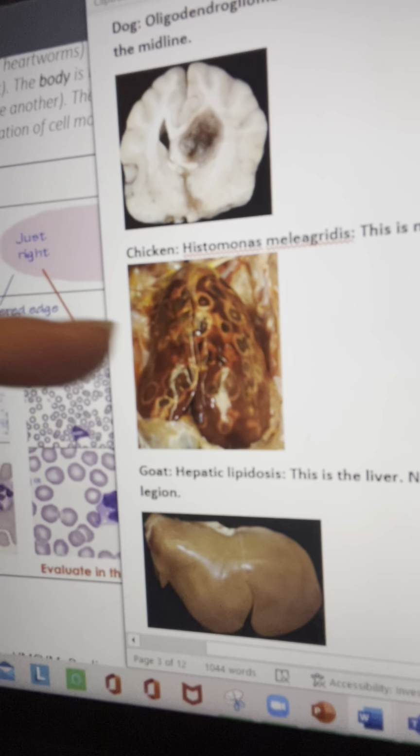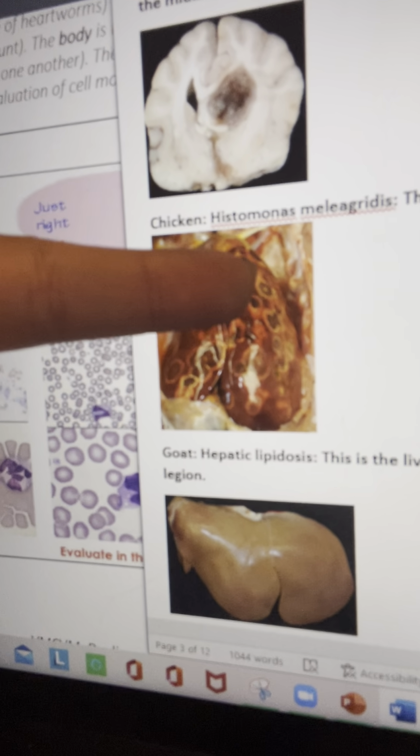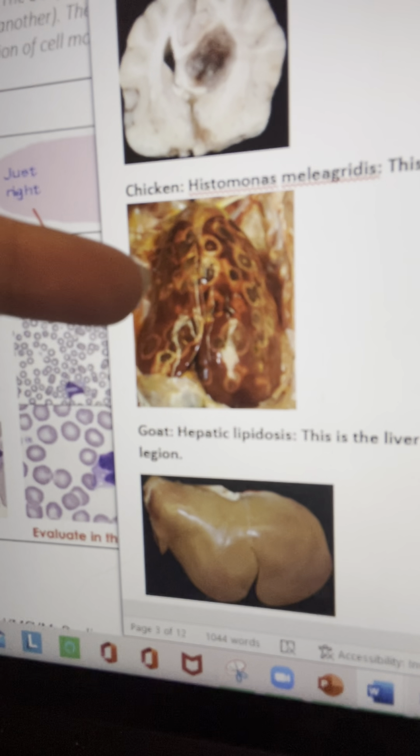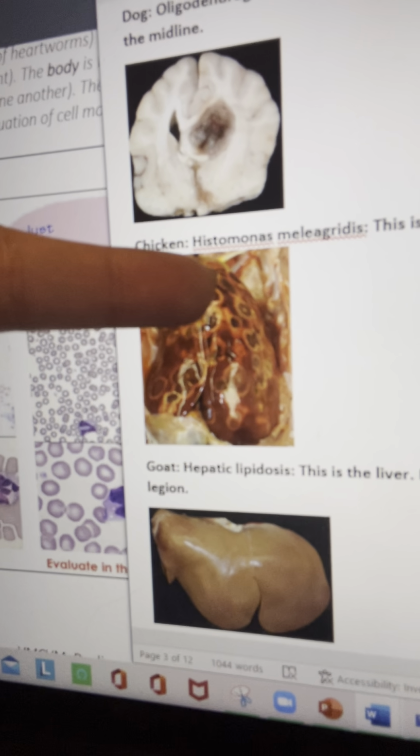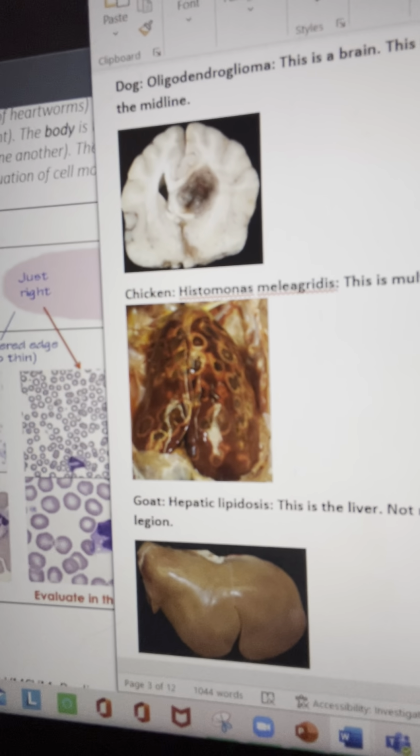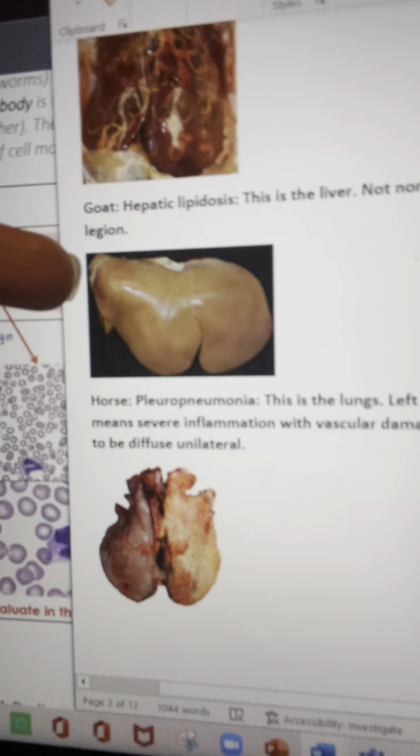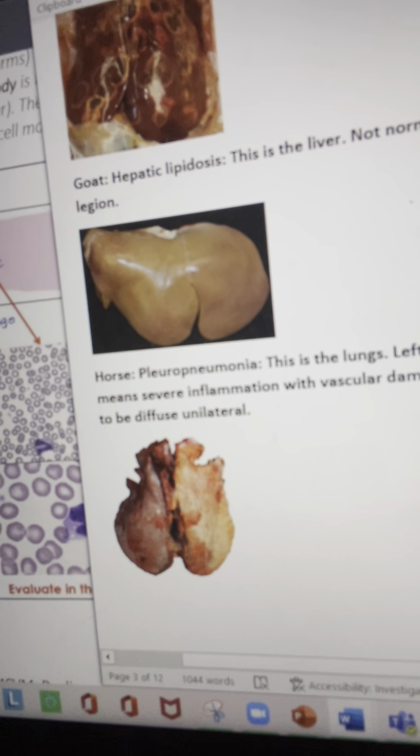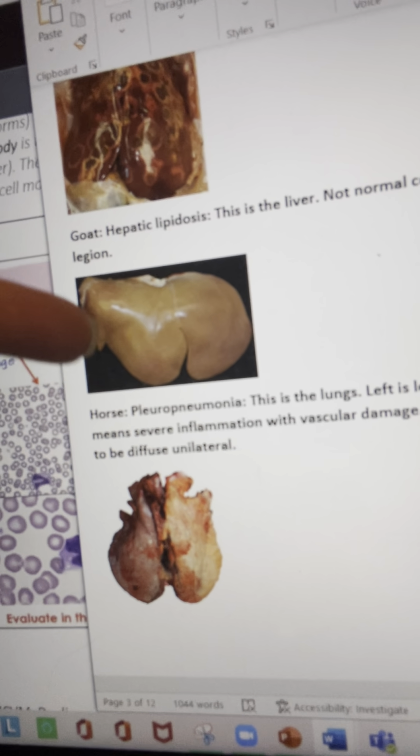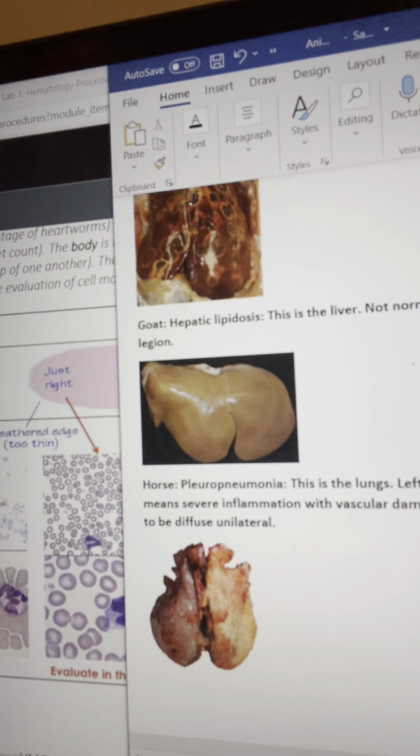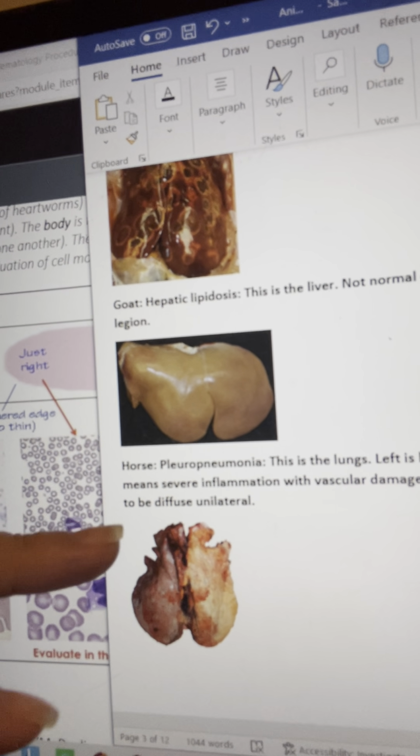So then here, we have a chicken. This is a multifocal coalescing lesion. So as you can see, there are multiple lesions on here, but it doesn't include the whole thing. However, you can see the lesions are coming together. Some are connecting with other lesions. So that is why it is multifocal coalescing. So then here, we have the goat. So this is the liver of the goat. It is not normal in color. It is accumulating fat. So this is a diffuse lesion. So diffuse means, like I said, the whole organ. So this is the whole organ.